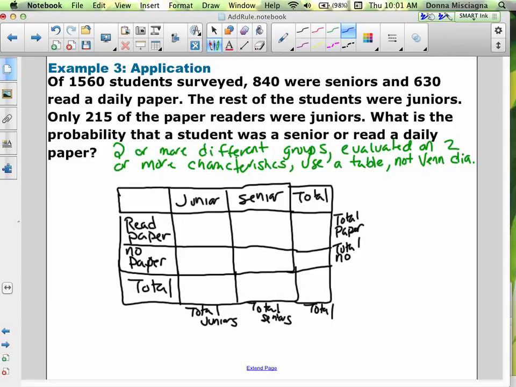Red paper, juniors. Red paper for juniors. So this is where 215 goes, right? Because 215 of the juniors read a paper. All right, purple 4. Tell me where another number should go.